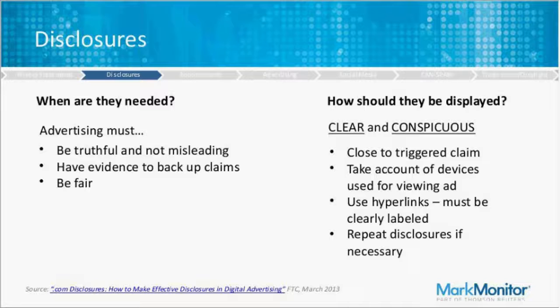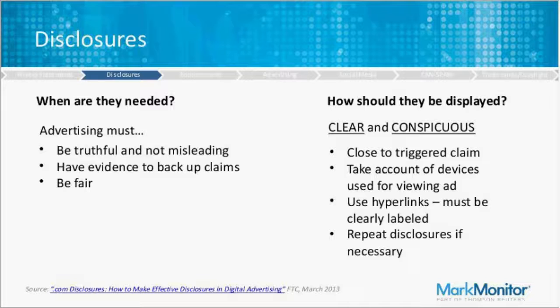The law does say that you can use hyperlinks, but they must be clearly labeled. And it also says you need to repeat disclosures as necessary. At the bottom of this slide, I have this source. It's put out by the FTC. It's a really good reference. It's .com Disclosures: How to Make Effective Disclosures in Digital Advertising. So that's worth checking out. It goes through a lot of different examples. How do you do disclosures in social media? How do you do disclosures on a mobile website?